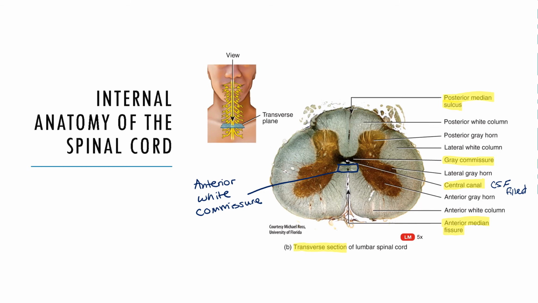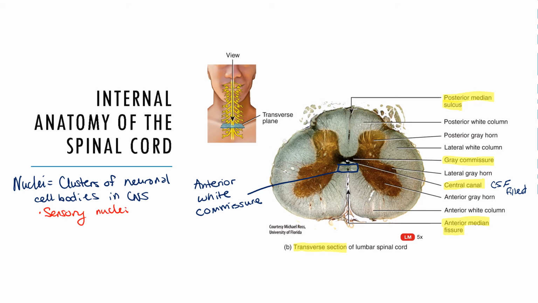Now, in the gray matter of the spinal cord and the brain, clusters of neuronal cell bodies form functional groups called nuclei. This should just be a reminder here. These are neuronal cell bodies in the central nervous system, the brain and the spinal cord. The sensory nuclei receive input from receptors by sensory neurons, and motor nuclei provide output to effector tissues via motor neurons. So we're going to have sensory nuclei and motor nuclei.